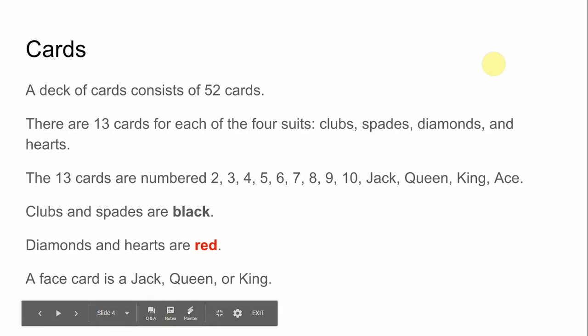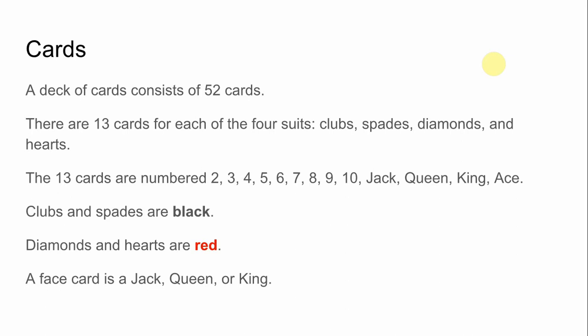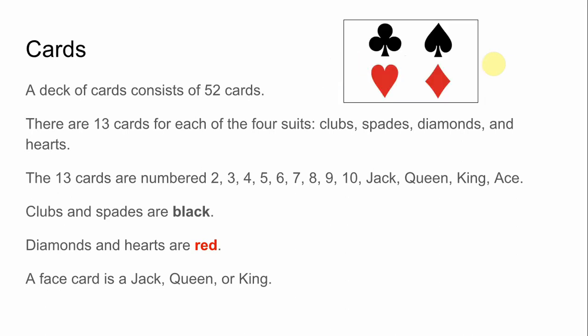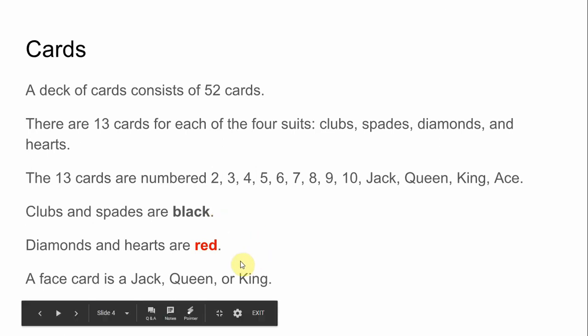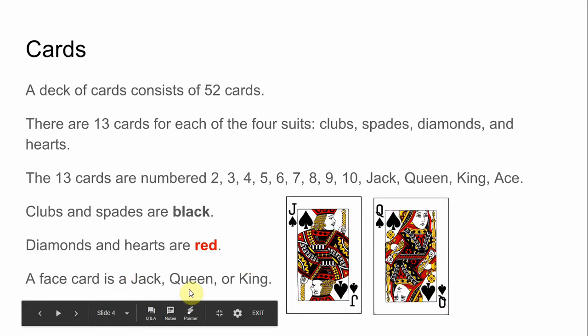You must have played cards. A deck of cards contains 52 cards. There are 13 cards of each of 4 suits: clubs, spades, diamonds, and hearts. The 13 cards are numbered 2 all the way up to 10, then Jack, Queen, King, and Ace. This is by hierarchy. The clubs and spades are black, while the diamonds and hearts are red. A face card is a Jack, Queen, or King.